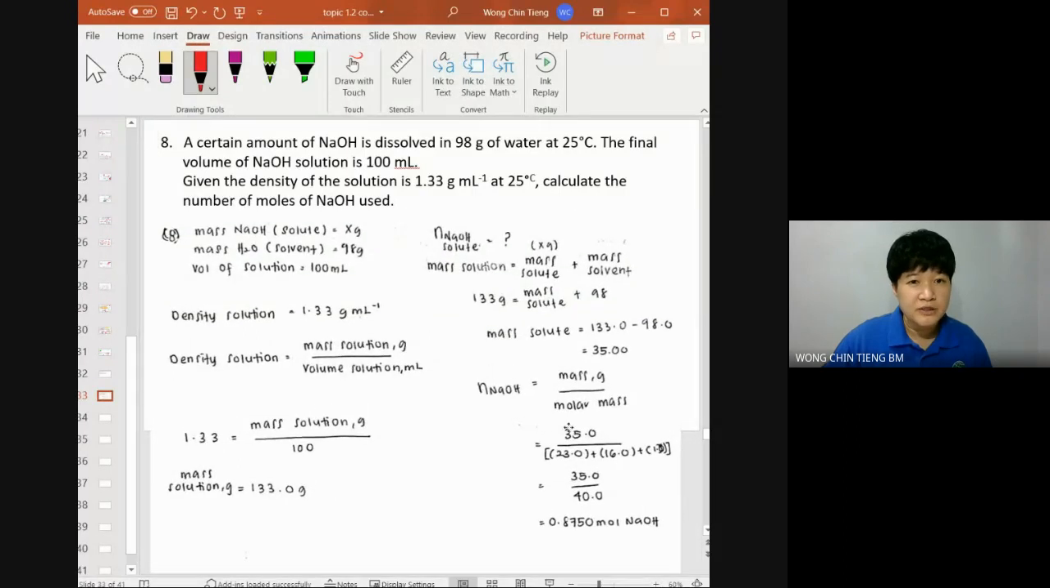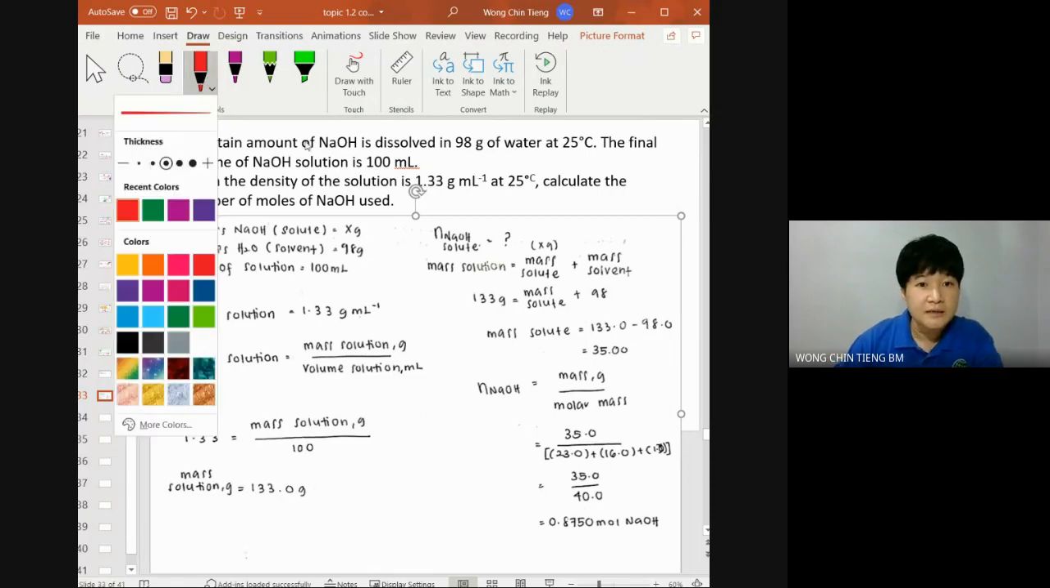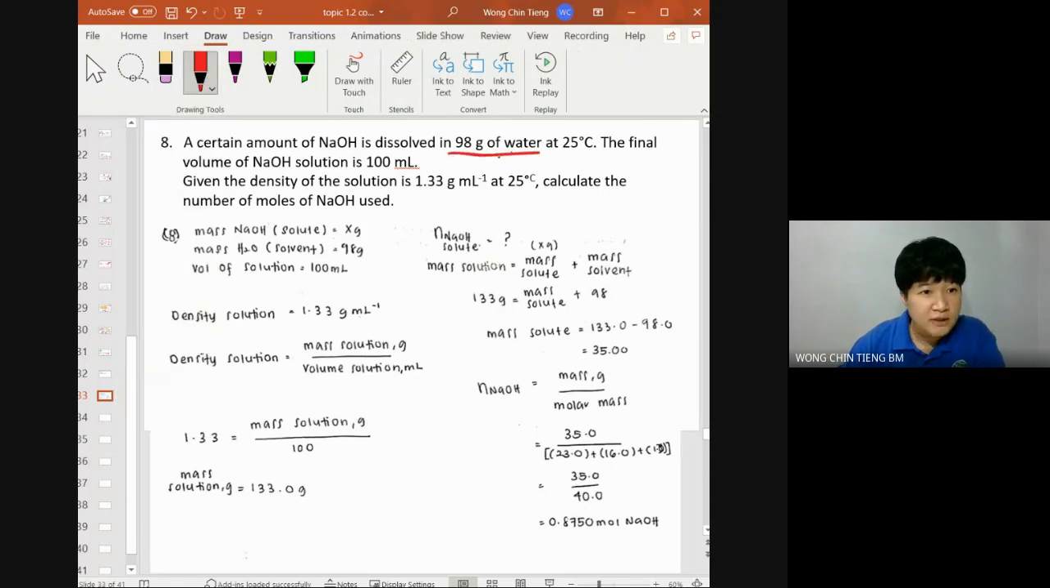Certain amount NaOH dissolved in 98 gram final solution. Keluarkan data. I have 98 gram of water, so solvent 98 gram. The final volume of solution is 100 ml. Given the density is in gram per milliliter, calculate the number of mole of NaOH used. So first thing, what is your friend doing? Density, gram per milliliter. Tengok jawapan orang, Anis. Sebab soalan bagi gram per milliliter. Good.